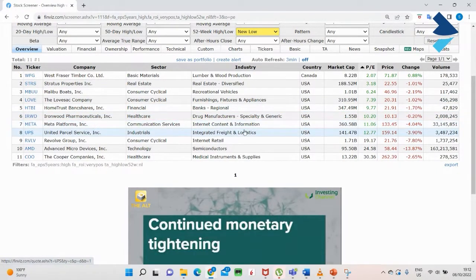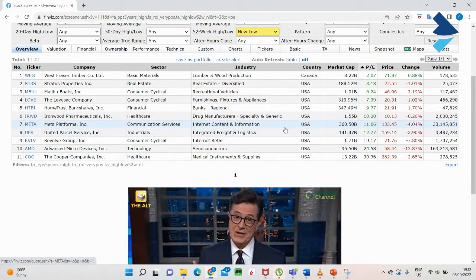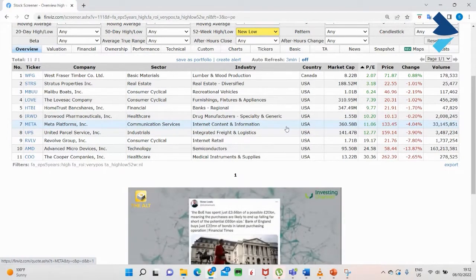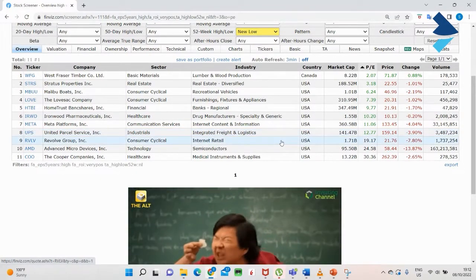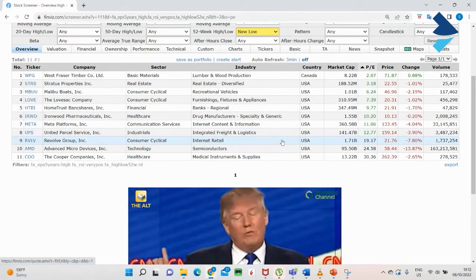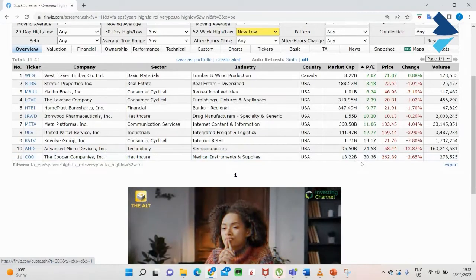Meta, which is Facebook आया है, which is very interesting. Facebook is one of the stocks that has been identified as producing a high level of growth in the past, high returns on investment, and very reasonable price to earnings ratio now compared to what it used to trade. UPS, United Parcel Services, logistics, Revolve Group, internet retail, AMD, semiconductors, Cooper Companies, medical instruments, healthcare में.